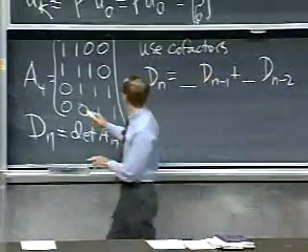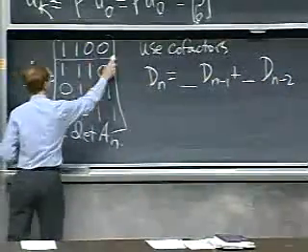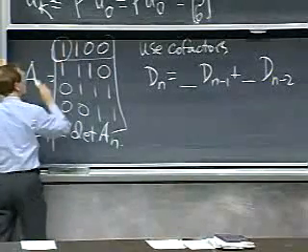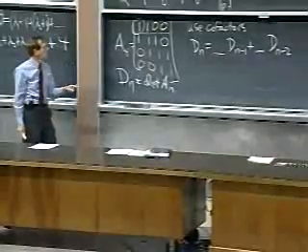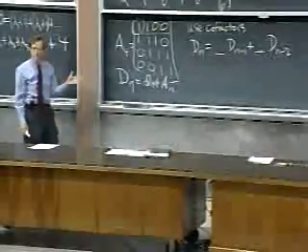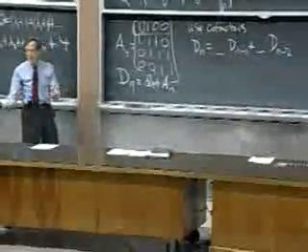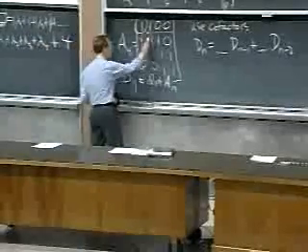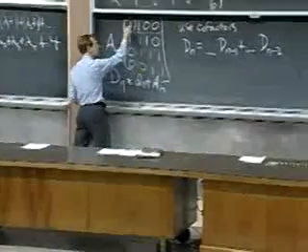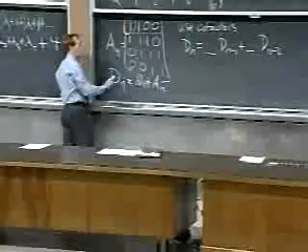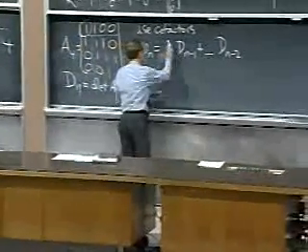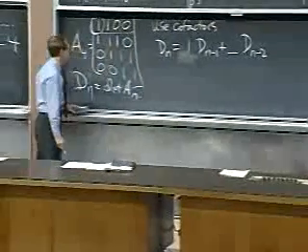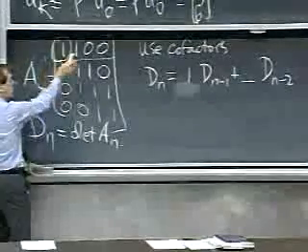So I'll use cofactors along the first row. I take that number times its cofactor. So it's 1 times its cofactor. And what is its cofactor? Dn minus 1. Right, exactly. This entry uses up row 1 and column 1, so the cofactor is down here, one of those. Okay, that's the first cofactor term.